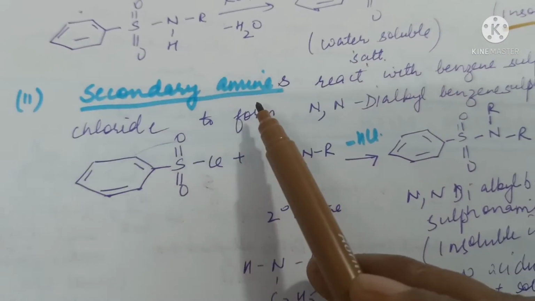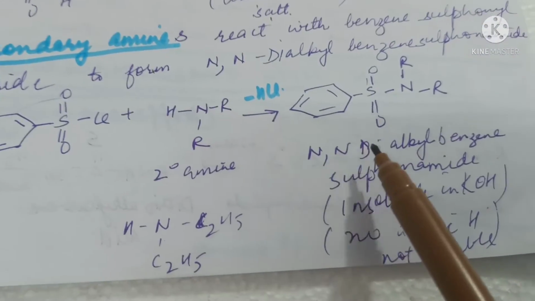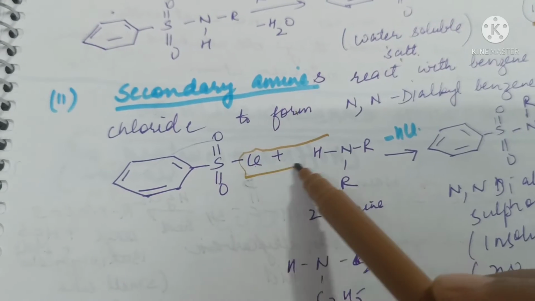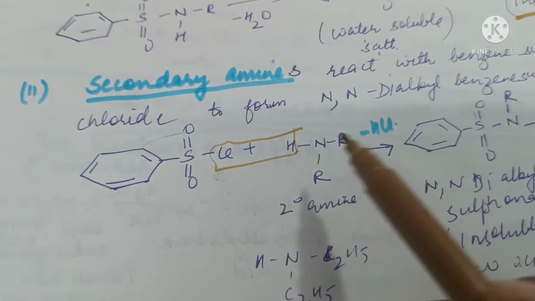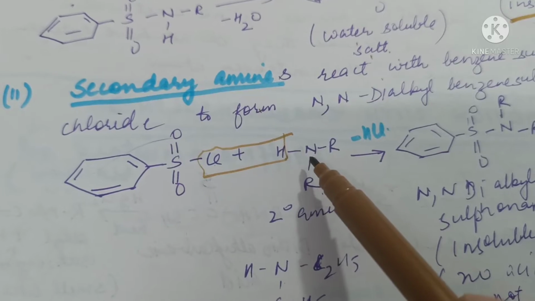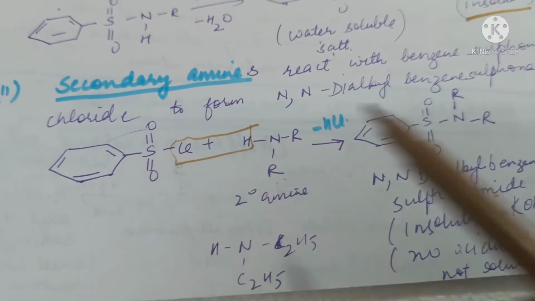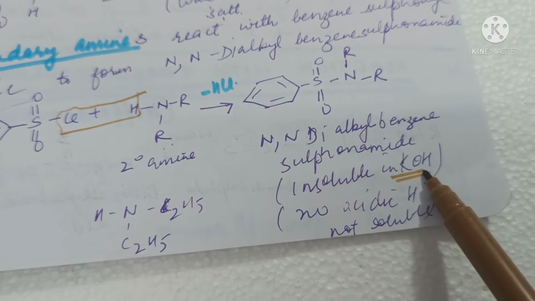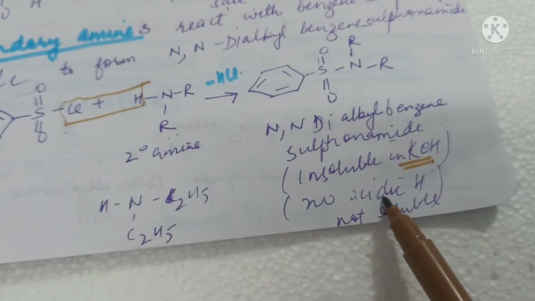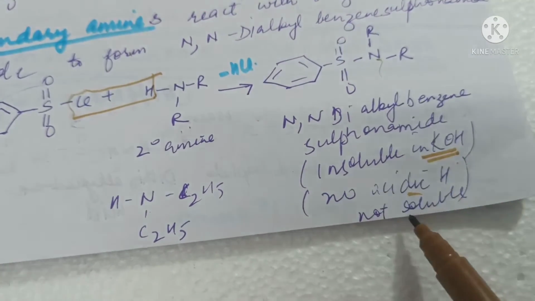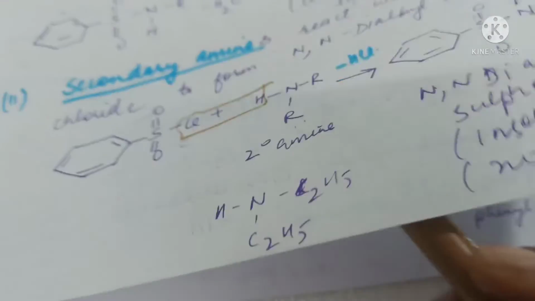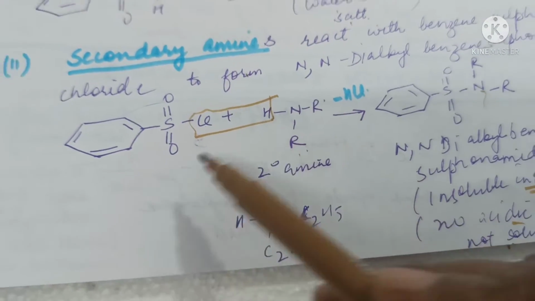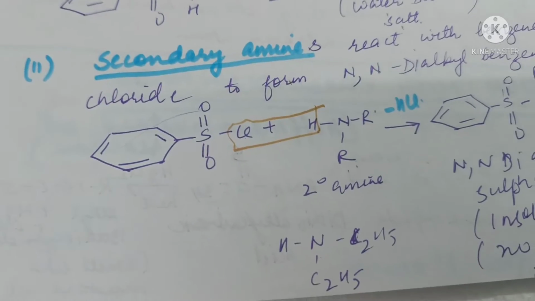On the other hand, secondary amines react to form N-dialkyl benzene sulfonamide. H and Cl combine, HCl is given off. N-dialkyl benzene sulfonamide will be formed. It is insoluble in KOH. No acidic hydrogen over here, so it's not soluble. If we react with diethyl amine, N-diethyl benzene sulfonamide will be formed.